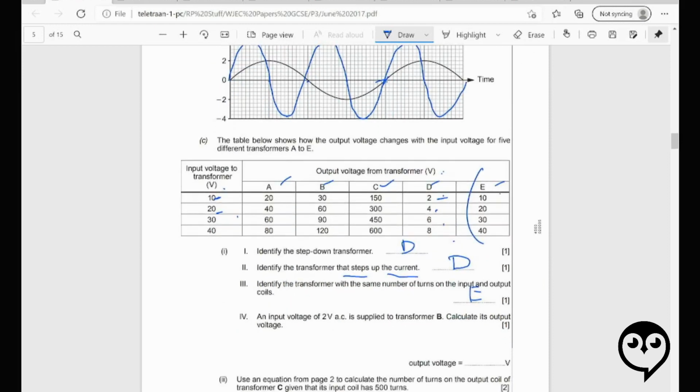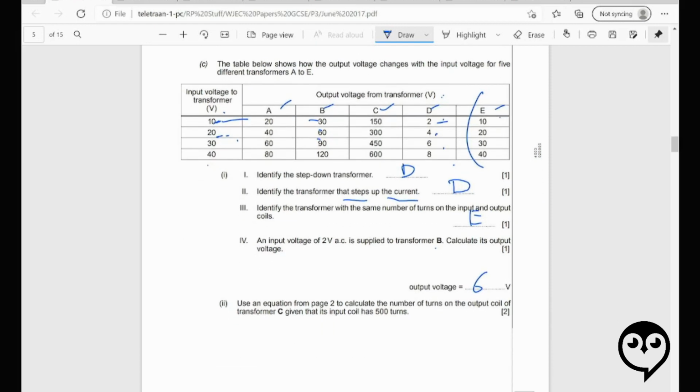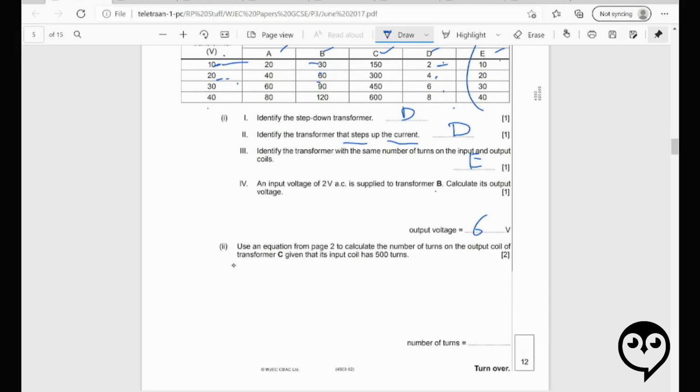Your input voltage is 2, supplied to transformer B. Calculate its output. Well, this looks to be times 3, so I'll say 6. And use an equation, number of turns on the output coil. So I'm going to do NS over NP this time, and that'll be VS over VP.